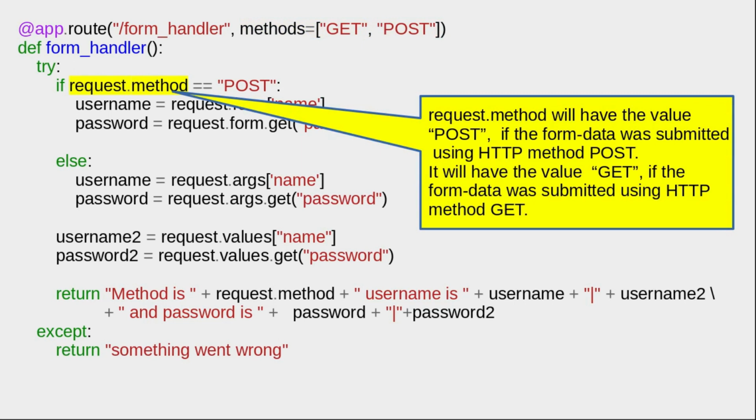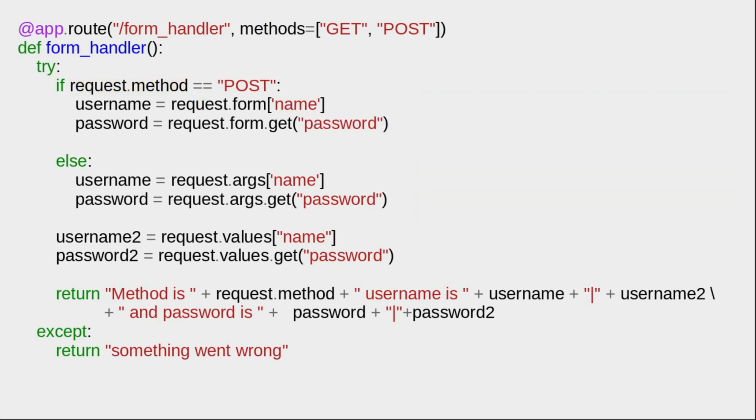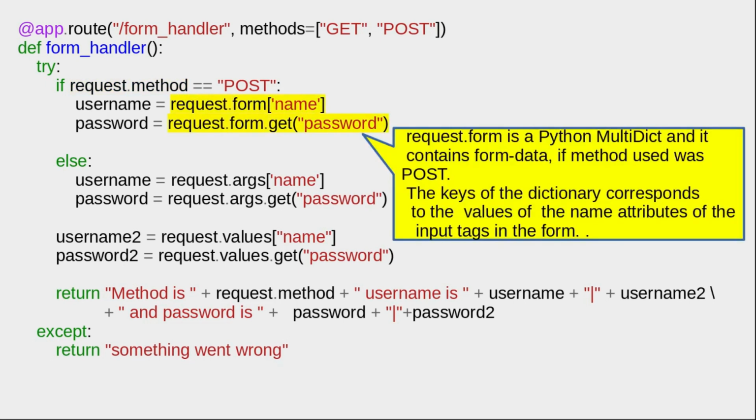Next, the request.method contains the value get or post depending upon the method used to submit the form data. If the method used is post, the data will be available in request.form. Request.form is a Python multidict. The highlighted methods can be used to retrieve the data submitted by the user. Make sure to specify the value you assigned for the name attribute in the HTML.